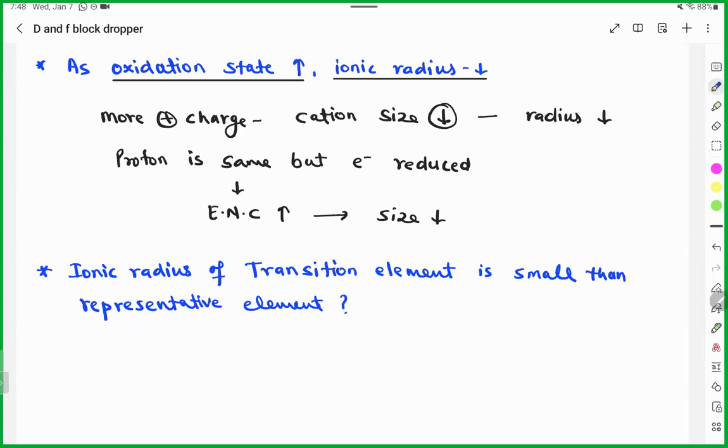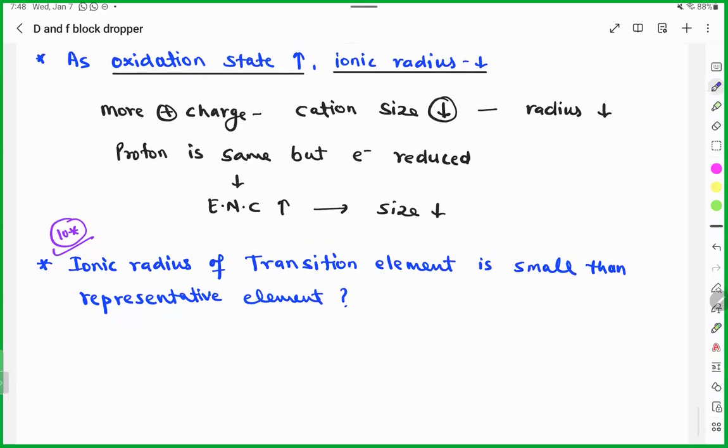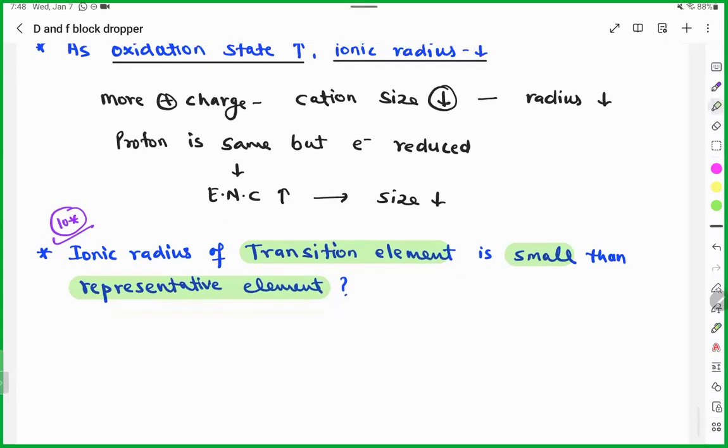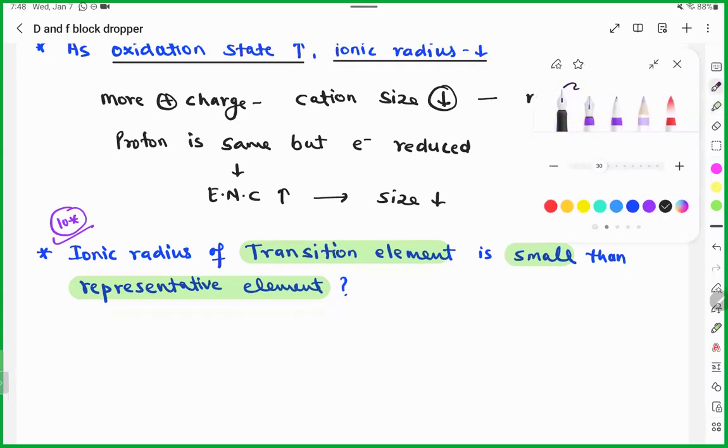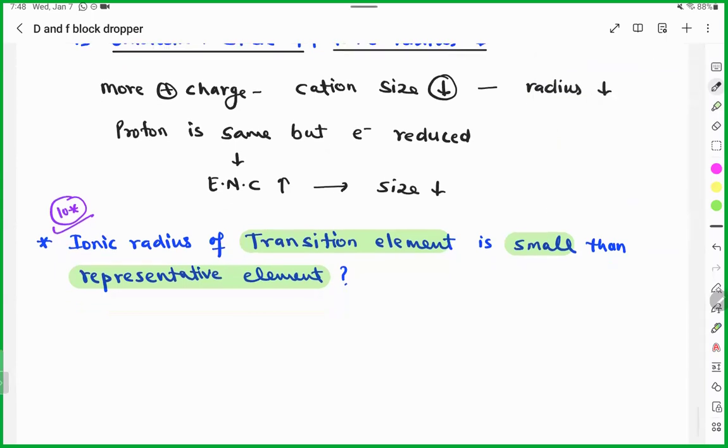This is very important. I would mark this as 10 star because I'm sure you haven't read about this. None of you. If anybody is damn sure, let me know. Ionic radius in the transition element is smaller than the representative element. Anybody? Yes, Samarth. Is it a property of d orbitals, sir? Like the shape of d orbital, they are away from the nucleus as much as possible compared to p. So any electron in d will be away.